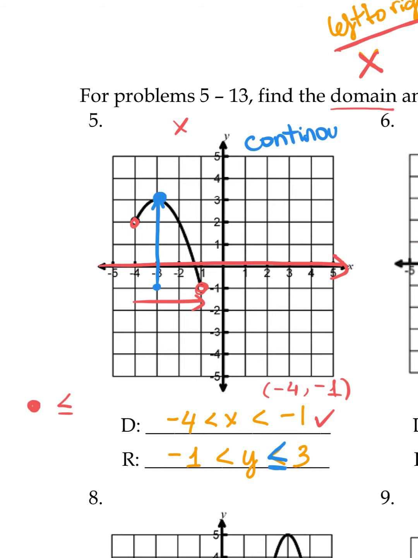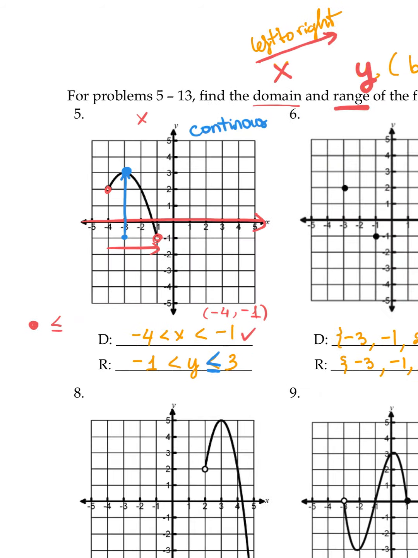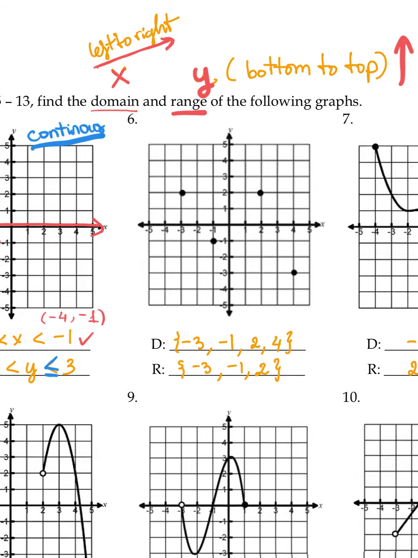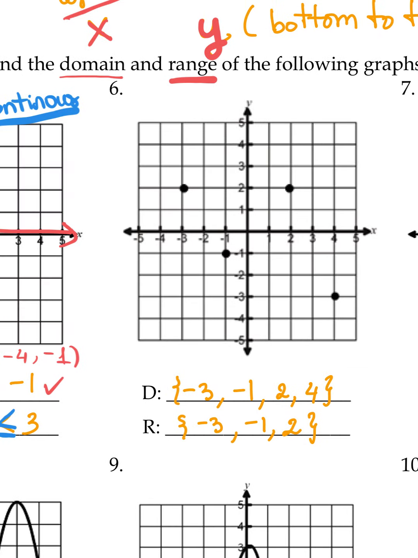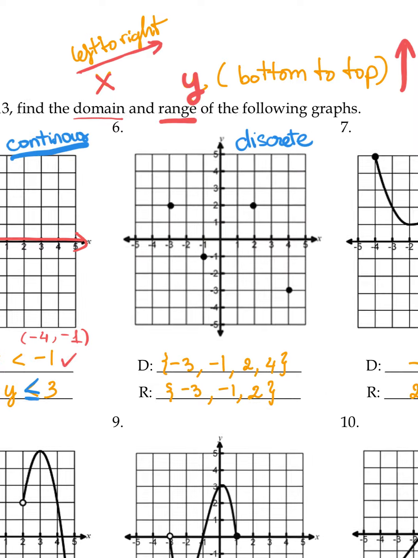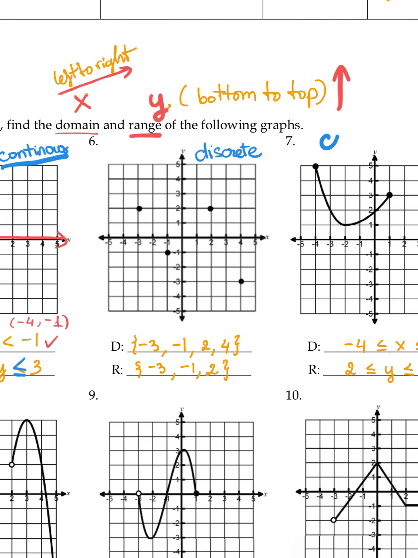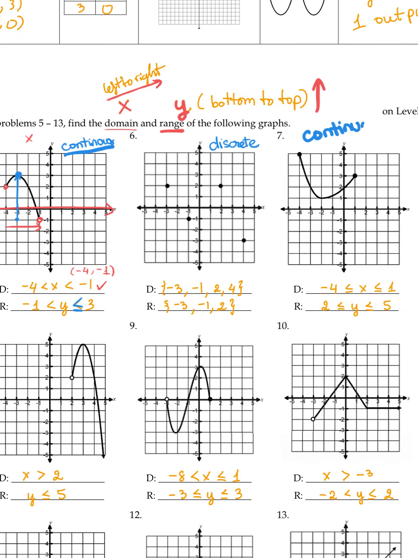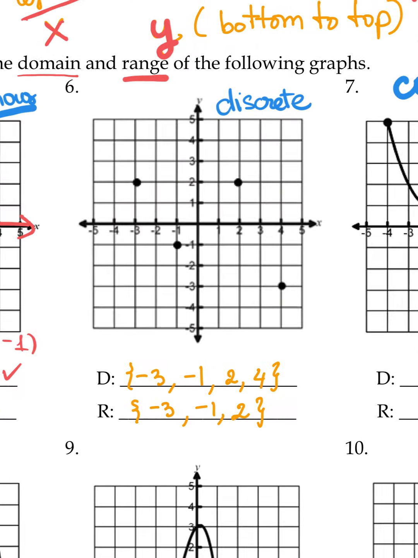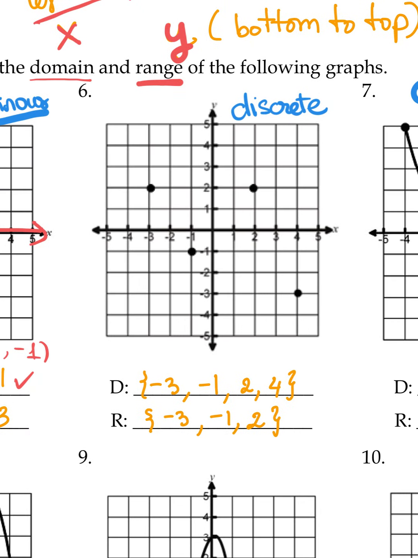Okay, so this is also known as a continuous function. When you have a line or a curve, it is a continuous function. And if there are only points, like number 6, it is called a discrete function, when there are just points. All right, so it's called discrete. Number 7 is a curve, so we can call it a continuous function.